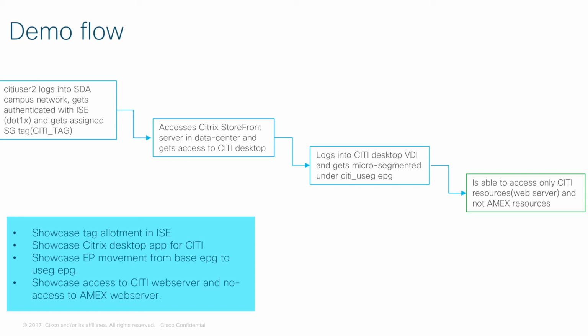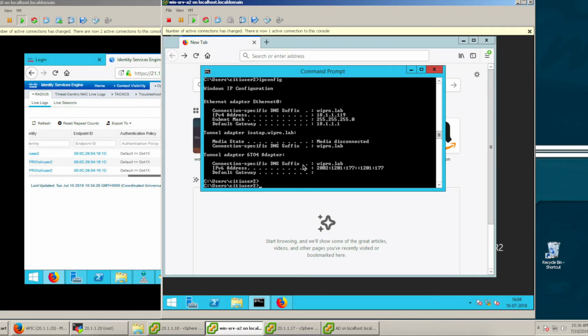In the demo, we will be showcasing a user, City user 2, logging into SDA campus and getting the City tag from ISE. Once authenticated from ISE, the user logs into the data center VDI server and opens the City VDI desktop allocated to him. Once he is inside the desktop, he can only access City resources provisioned to him, such as City web server, and not anything else. With that, let's get started.